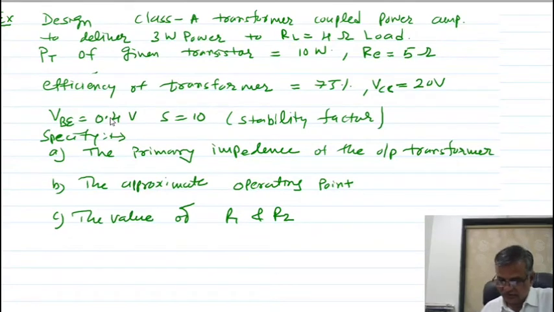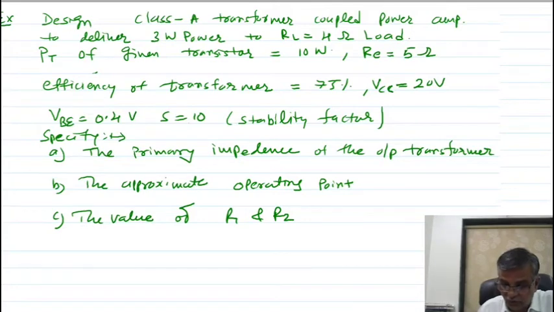See, the question is like this. Design a class A transformer coupled amplifier to deliver 3 watt power to load RL 4 ohm. PT of the transistor is given. Efficiency of transformer is 75%. VCC they have given 20 volt. VB is given. Stability factor is given. Find the primary impedance of the output transformer, approximate operating point, value of R1, R2. Already you have done such kind of problem. Just for practice we are doing.